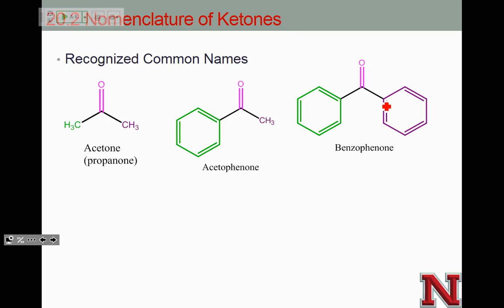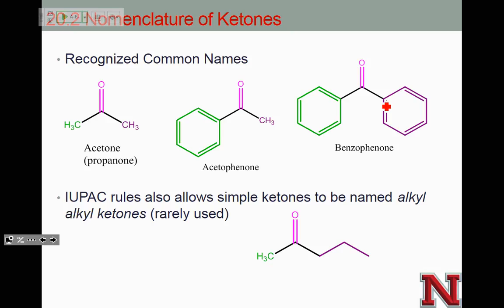Then acetophenone is the benzene ring with the ketone and the CH3 group. And if you were naming other substituents on the benzene ring, the parent would just be acetophenone. And then benzophenone is when you have the ketone and the two R groups are benzene rings. Now, as soon as there is a CH2 group separating the benzene from this, it's no longer benzophenone. So this is a specific compound. Your two benzenes have to be directly attached to this ketone carbon.